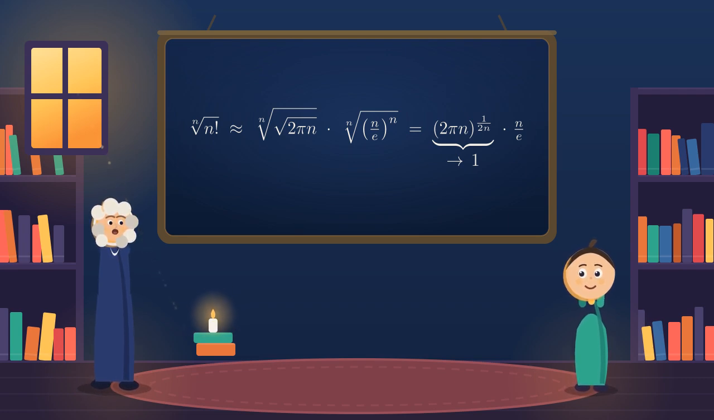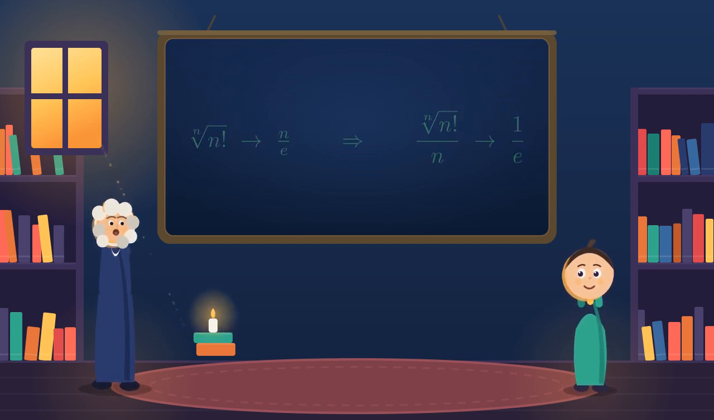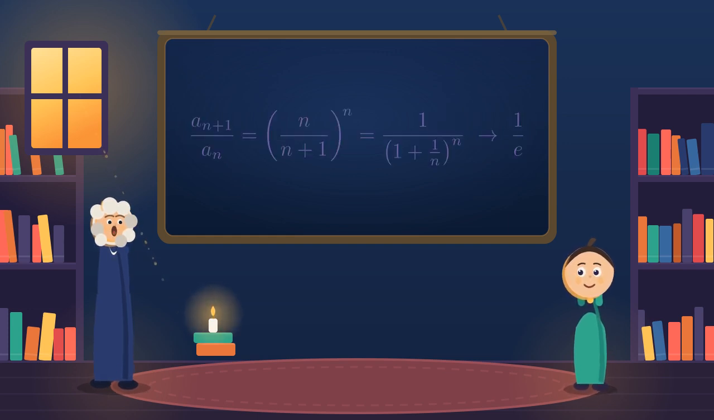The leftover piece, the square root of 2 pi n, ends up raised to the tiny power 1 over 2n. And as n explodes, that power shrinks to 0, so the entire factor quietly slides down to 1. So after the dust settles, the nth root of n factorial is simply n over e, divided by n. The n's cancel, and we land right back on 1 over e, the very same answer, reached by a completely different road.